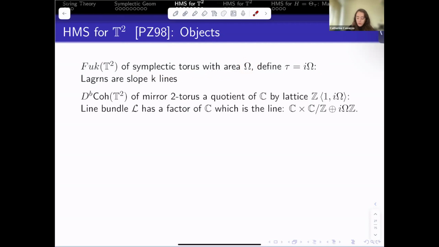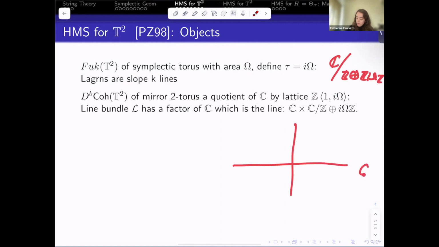Okay, the mirror is also a T2. Now, the way that we encode the complex geometry is, what is the lattice that one quotients by? In other words, if this is C, we're saying quotient by 1 in this direction and quotient by i times omega in this direction. So this quotient process is actually how you define the complex structure. If you're thinking about a 2 torus as a complex manifold, the lattice that you quotient by defines what your complex structure is, what happens when you rotate by 90.